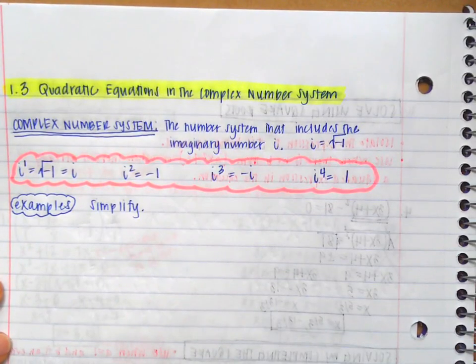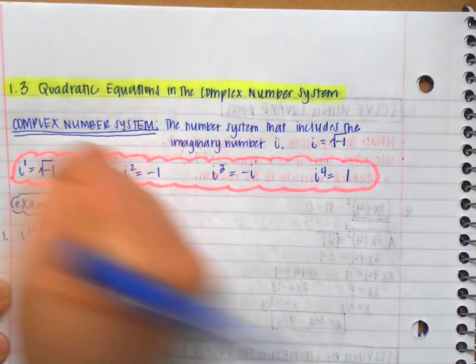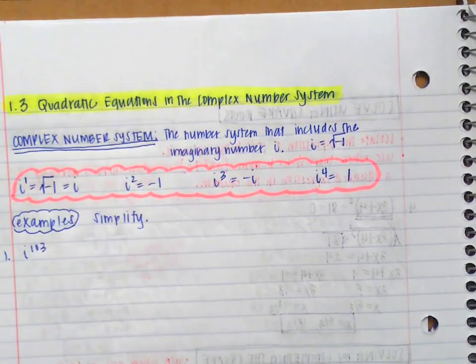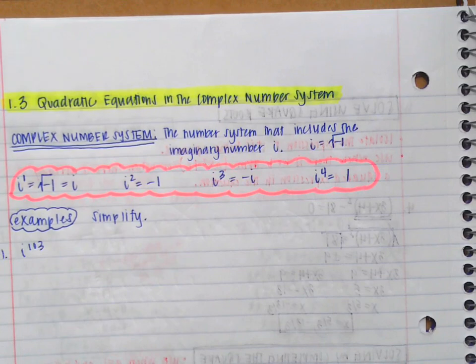So if I gave you, what's I to the 103? So there's 2 ways of thinking about this. I'll tell you kind of how I think about it. There's actually a lot of ways.